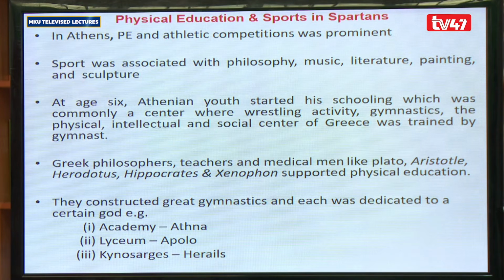Now, some of the Greek philosophers, people like Plato, Aristotle, and Herodotus, came to view these activities, and that showed that they encouraged the Greeks to take part in this particular activity, and they really supported physical activity.